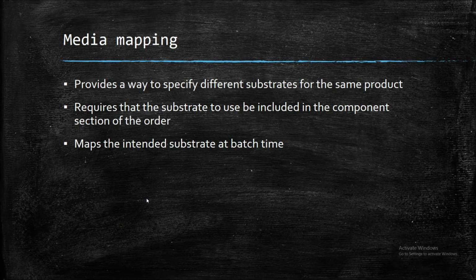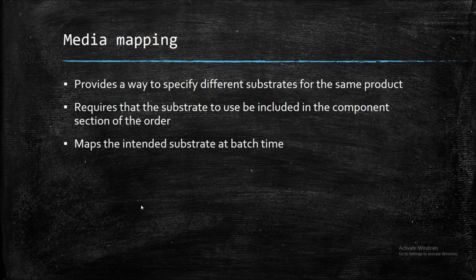And next, we're going to talk about media mapping. Now this provides a way to specify different substrates for the same product. This requires that the substrate to use be included in the component section of the order. And this maps the intended substrate at batch time. So let me give you an example, because that really didn't say a whole lot there actually.